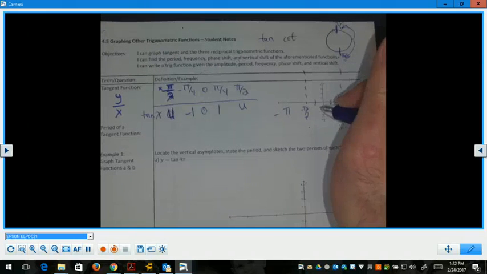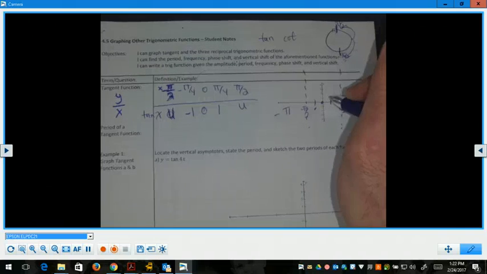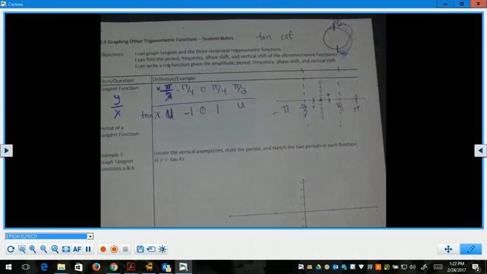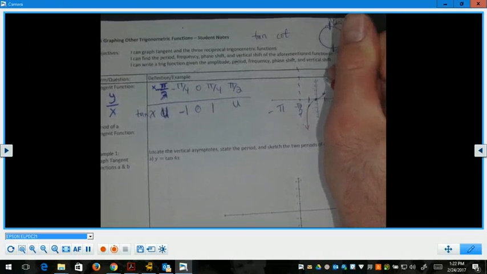And I start with my asymptotes. I always graph those first, because that defines the period for tangent. And then I put the points for negative pi. It's going to be negative pi over 4 will be negative 1, 0, 0, and then pi over 4 is 1. And so the curve of the graph, oh my gosh, 2 blue pens. As it goes down, it approaches the asymptote on the left, and as it goes up, it approaches the asymptote on the right.